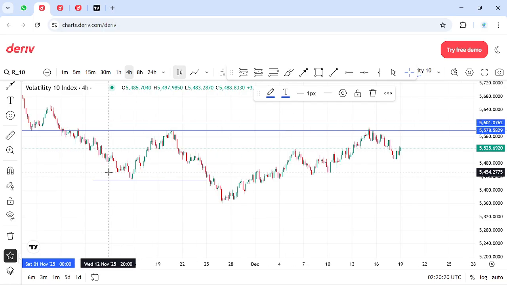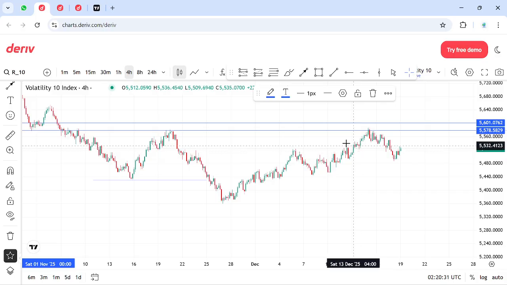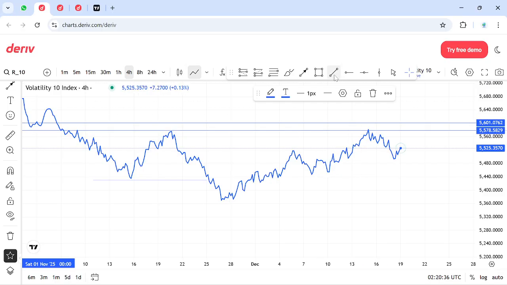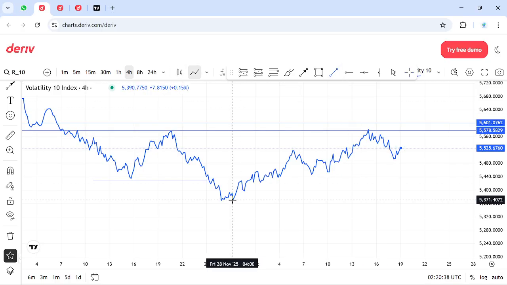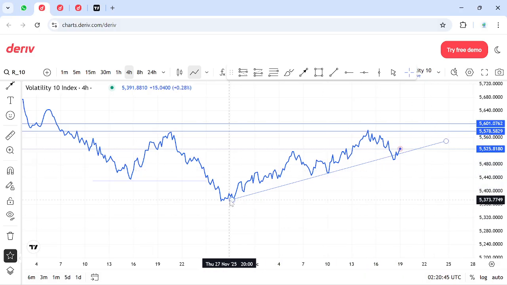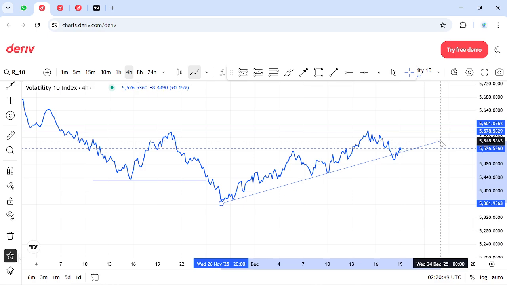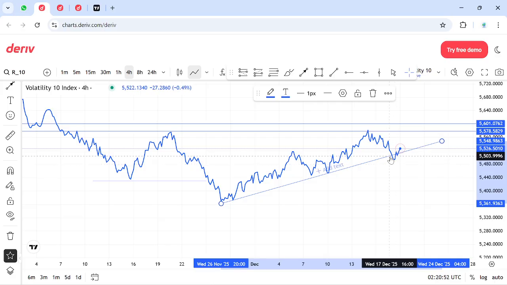On the 4 hours time frame, what can we easily see? We can see that price still created rejections from this point, and we would simply want to draw a trend line. So when we connect our trend line from this point down to this area, one thing you would easily see is that price has broken this trend line clearly.